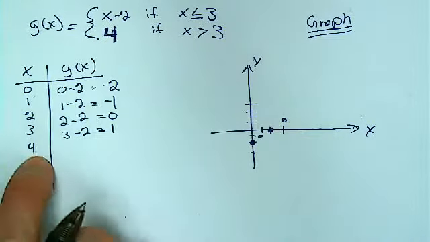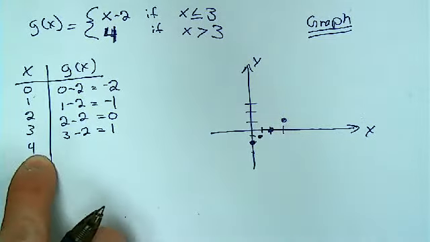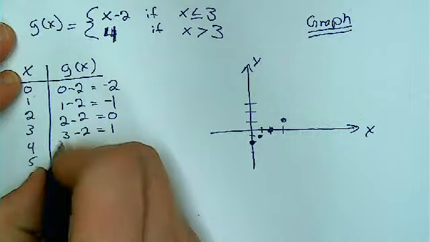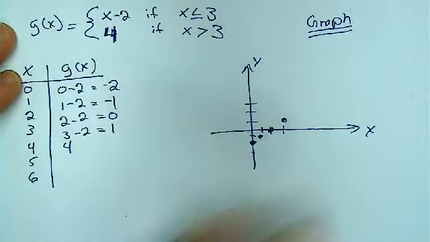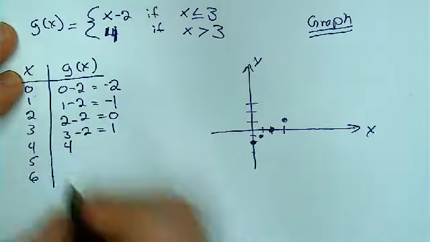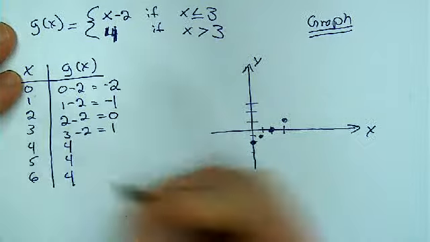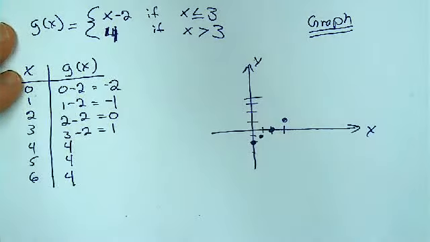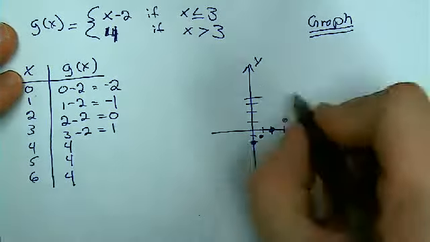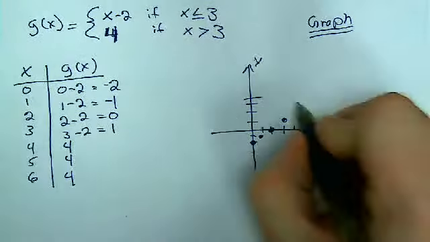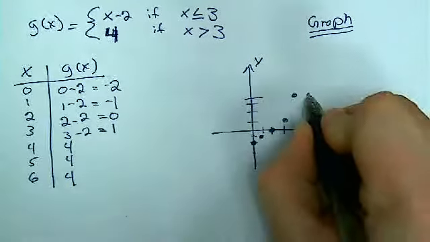Well, let's see. Is 4 greater than 3? Yeah. Is 5 greater than 3? Yeah. So 6. Yeah. So at 4, 5, 6.